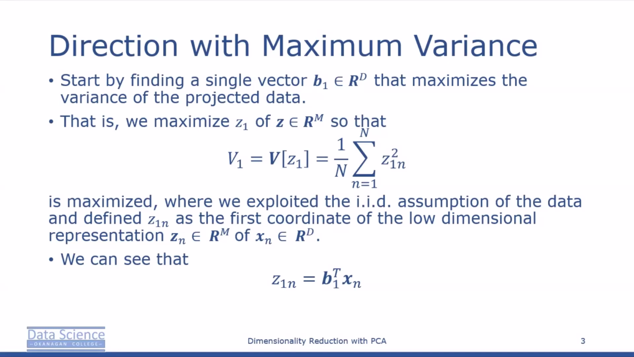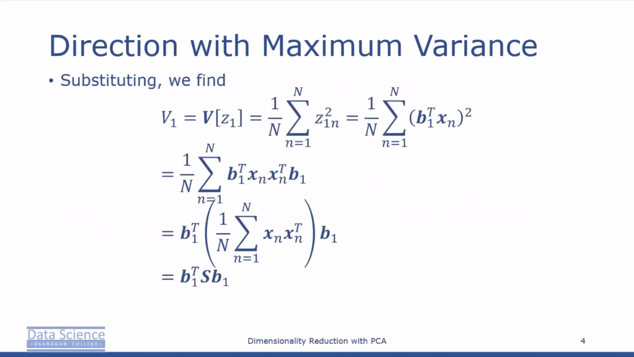Note that the first component of zn is given by z1n, which is equal to b1 transpose xn. That is, it's the coordinate of the orthogonal projection of xn into the one-dimensional subspace spanned by b1. Substituting from the previous slide, we get that v1 is equal to 1 over n times the sum of the z1n squared terms, which in turn is equal to 1 over n times the sum of b1 transpose xn squared.